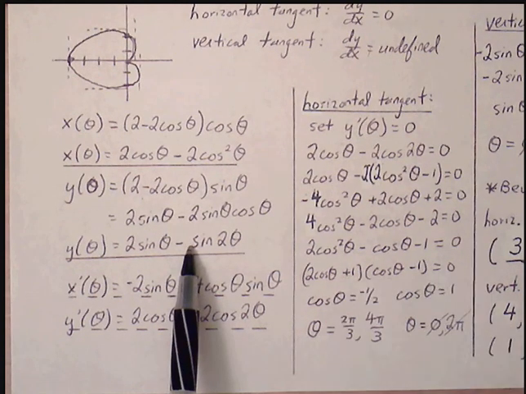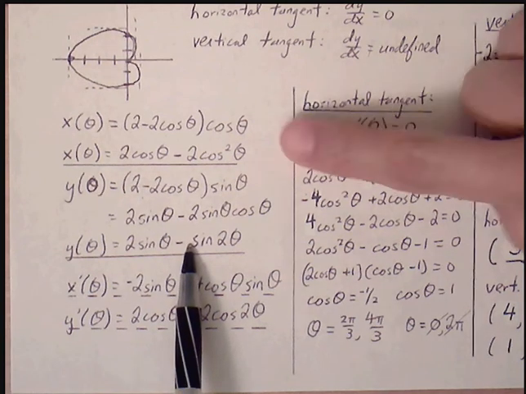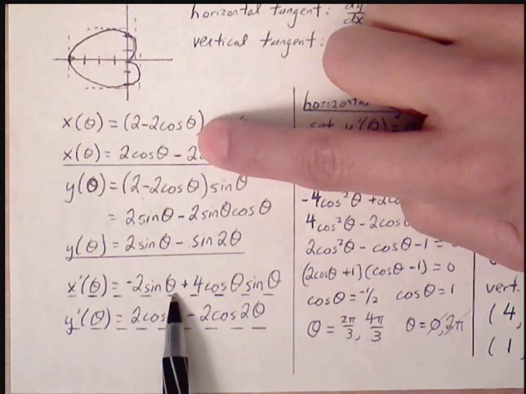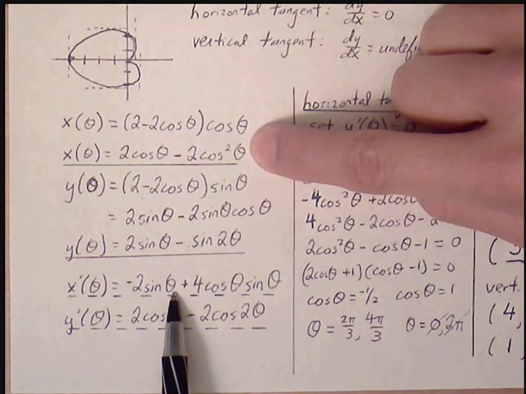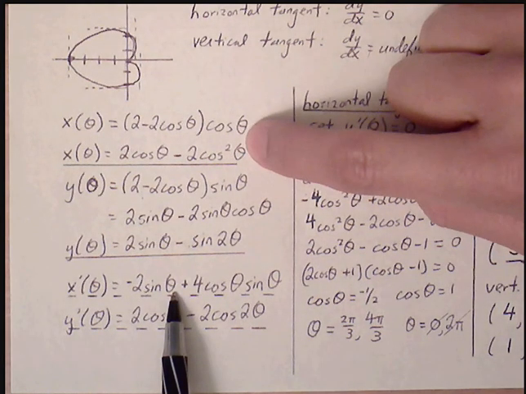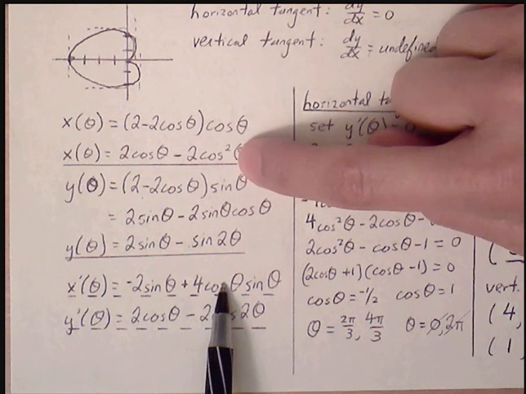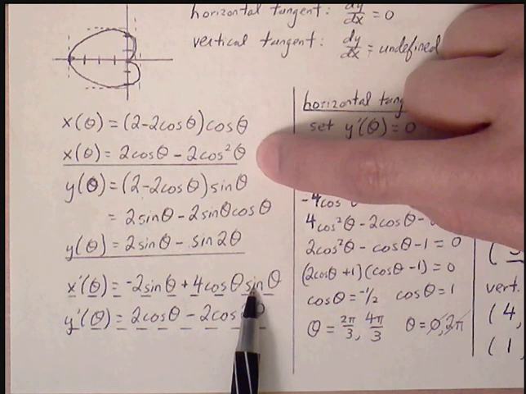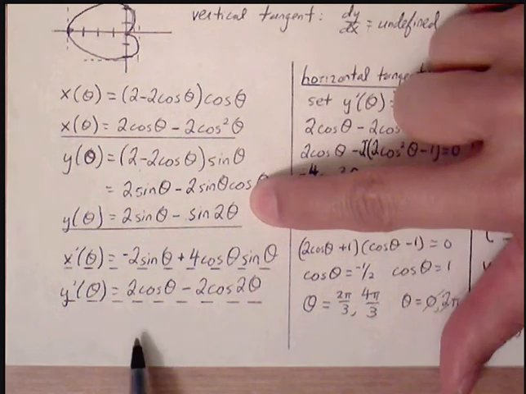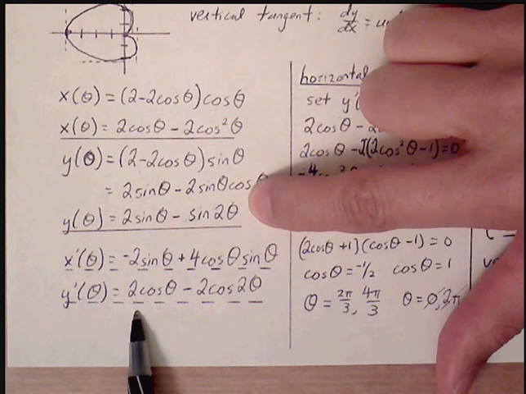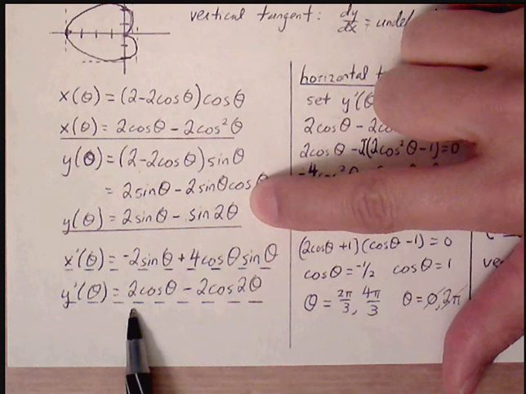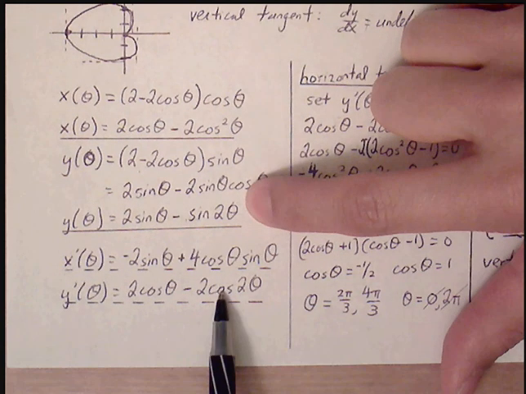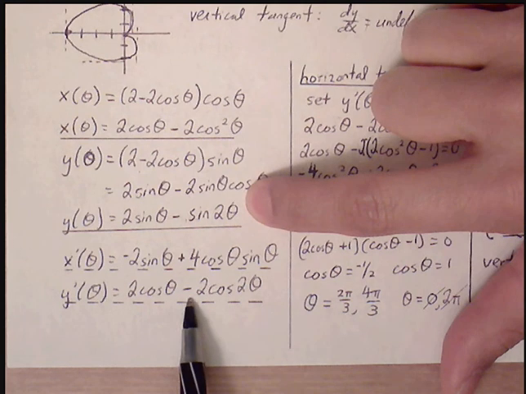Now we find our derivatives. So 2 cosine theta becomes negative 2 sine theta. 2 cosine squared theta, go through chain rule, bring down the 2, keep the cosine, multiply by the cosine's derivative, which is negative sine of theta. Okay, now moving on to y. So 2 sine becomes 2 cosine. Sine of 2 theta, sine of u becomes cosine of u times u prime.